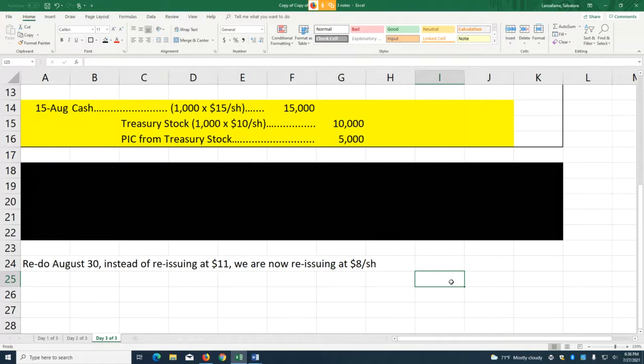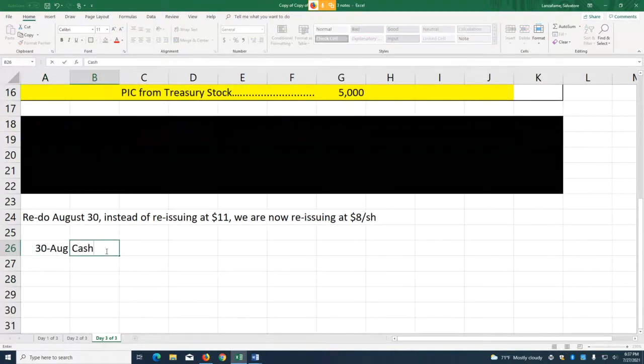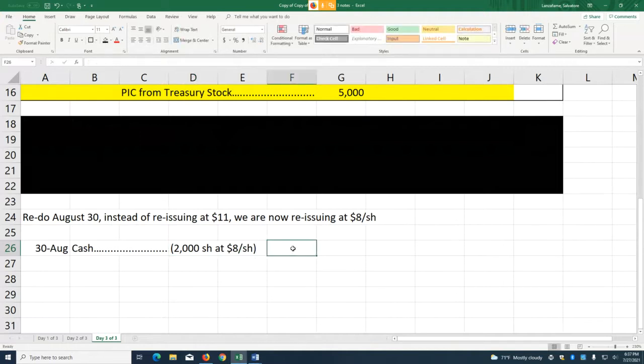So let's take a quick peek. Let's do this one together. So on August 30th, I would debit cash, and we're going to debit it for the remaining shares, so 2,000 again, at the $8 a share. $16,000.